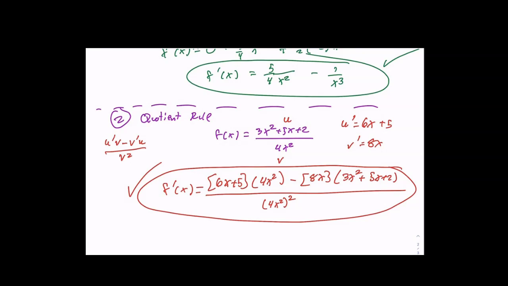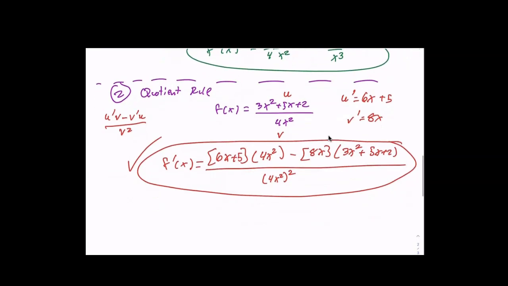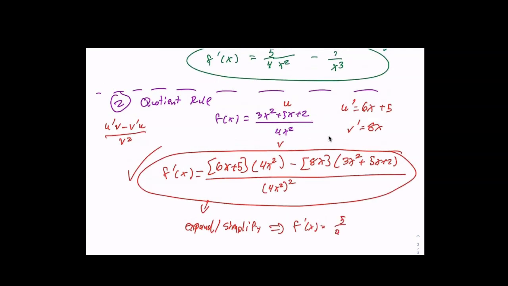But wait a minute. Didn't I just say the answer was 5 over 4x squared minus 1 over x cubed? That does not look like anything that I'm seeing right there. But it is. They are the same. If I were to expand this, and I don't want to spend the class doing this, and then simplify, I get that f prime of x equals 5 over 4x squared minus 1 over x cubed.